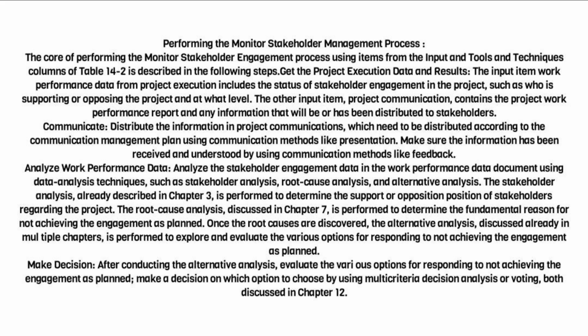The input item work performance data from project execution includes the status of stakeholder engagement in the project, such as who is supporting or opposing the project and at what level. The other input item, project communication, contains the project work performance report and any information that will be or has been distributed to stakeholders. Communicate, distribute the information in project communications, which need to be distributed according to the communication management plan using communication methods like presentation.